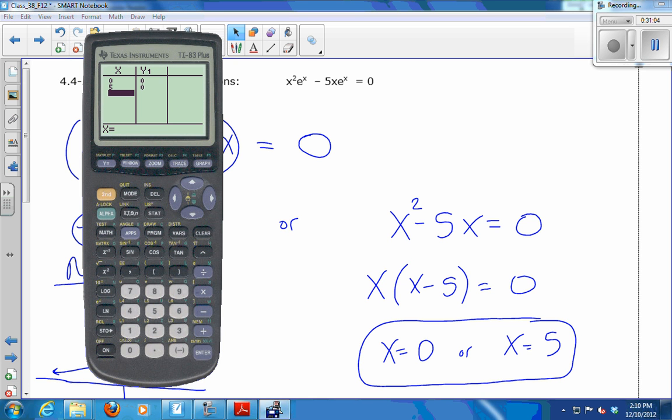Yes. The other way to check is to just type it in. I would do 0 squared times e to the 0 minus 5 times 0 times e to the 0. Type that all in and I get 0. But it's just a lot of typing, especially if I have to check another one. So I like to use the y equals. It avoids making silly calculator entry mistakes.